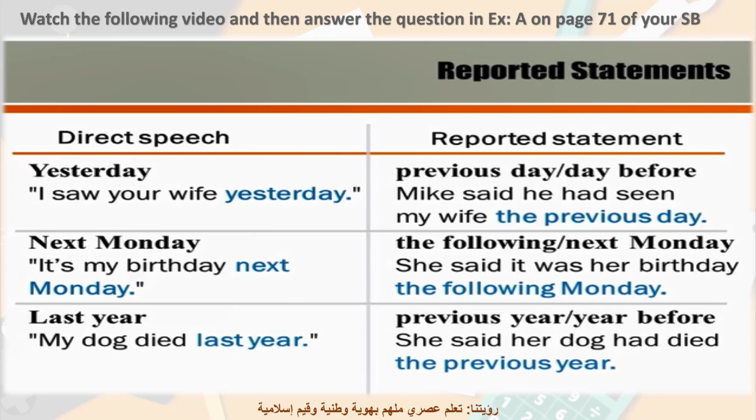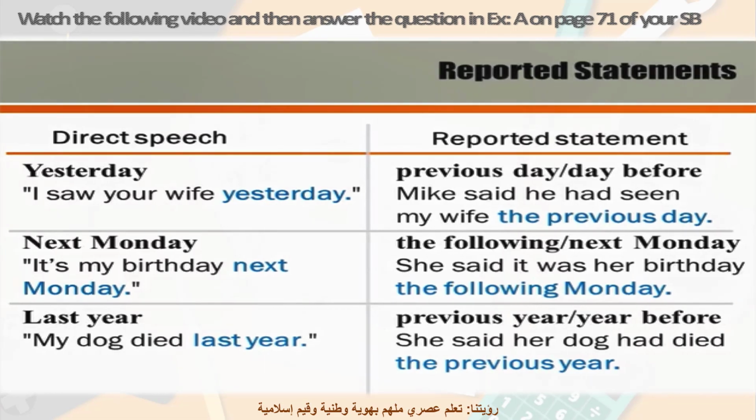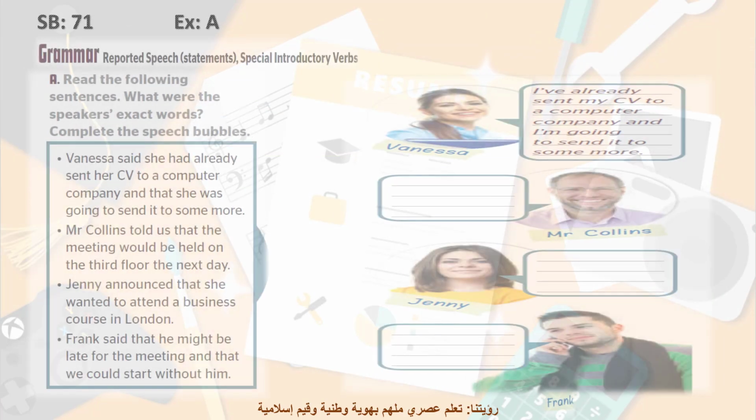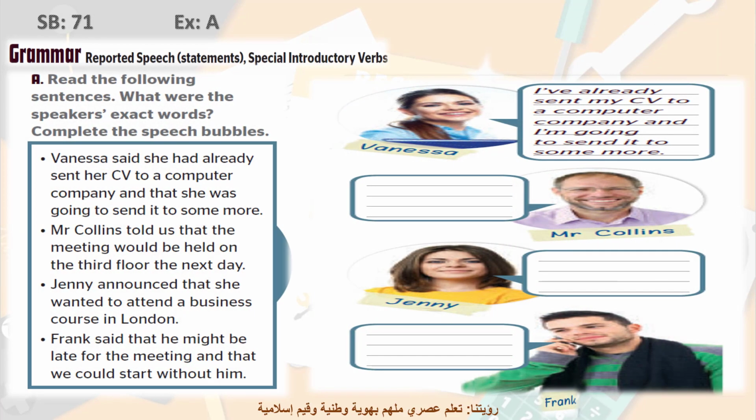I believe after this detailed explanation, exercise A will be very easy. Let's do it together. Read the following sentences. What were the speaker's exact words? Complete the speech bubbles. Vanessa said she had already sent her CV to a computer company and that she was going to send it to some more. The answer of this sentence is already here for you.